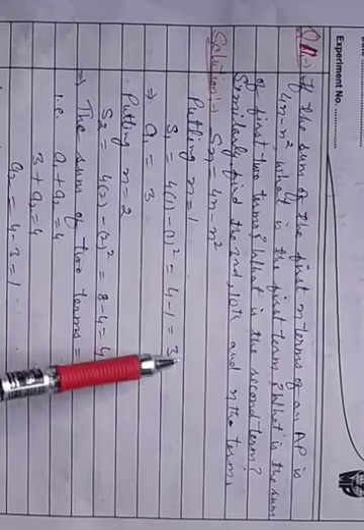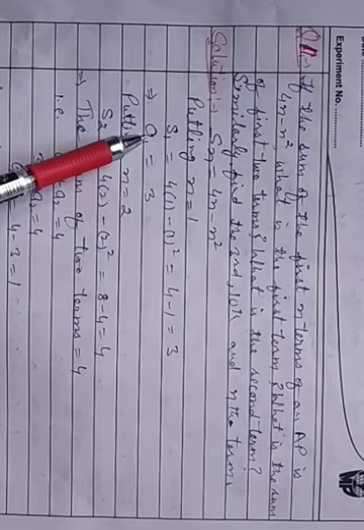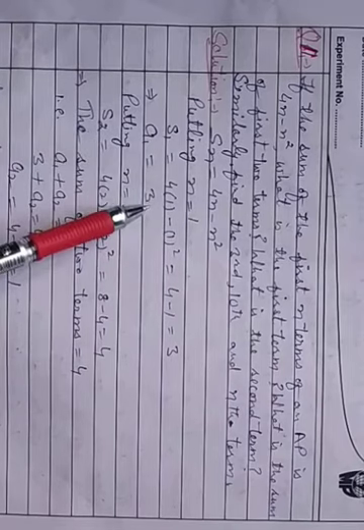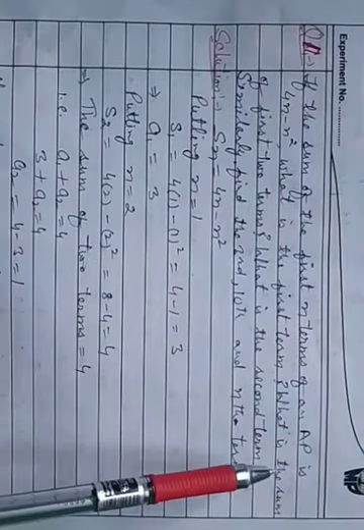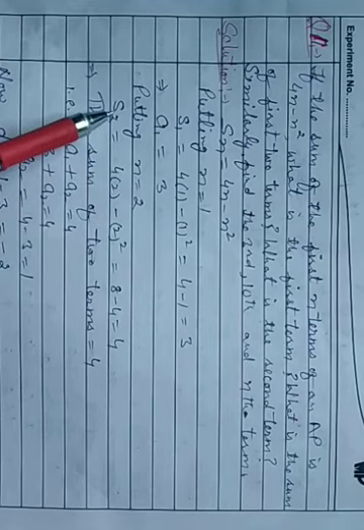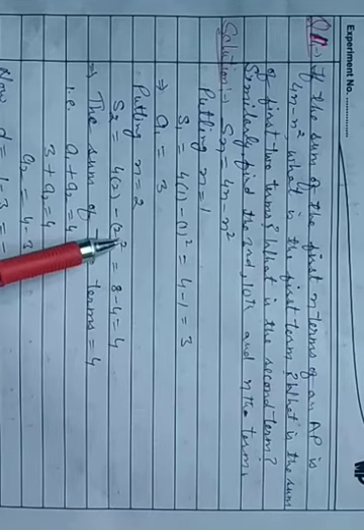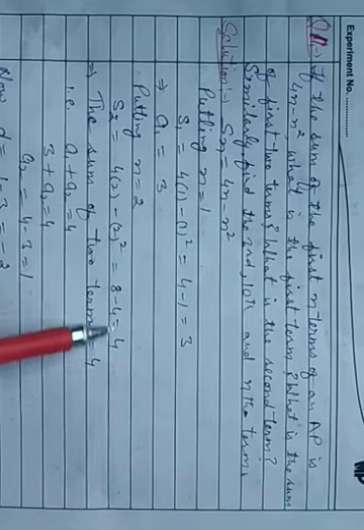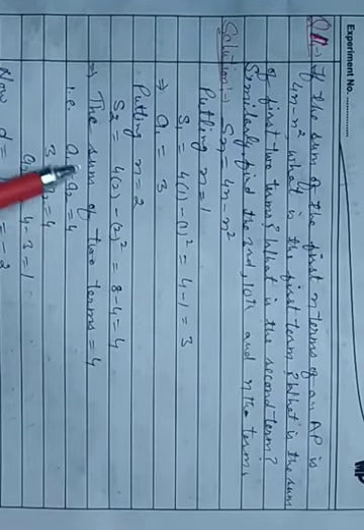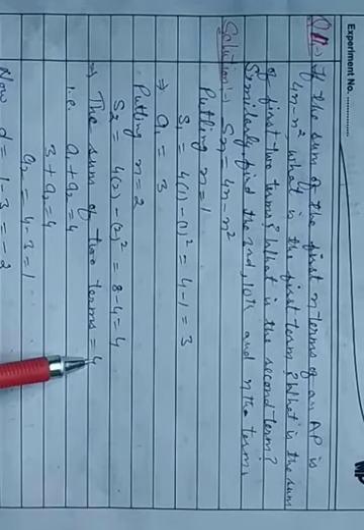S1 means the sum of the first term, so it is the first term itself. A1 is equal to 3. Now what is the sum of first two terms? Putting n is equal to 2, S2 is 4 times 2 minus 2 square, that is 8 minus 4, which is equal to 4. So the sum of your first two terms is 4.